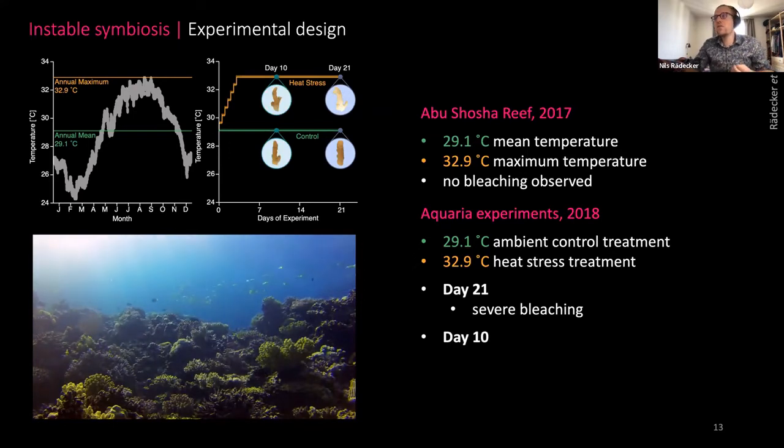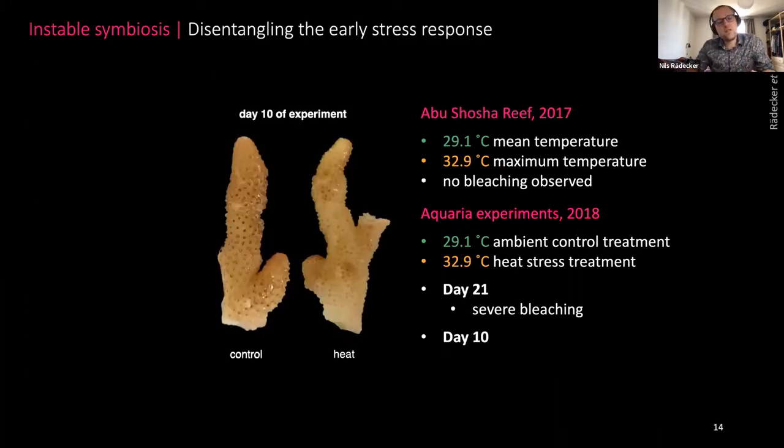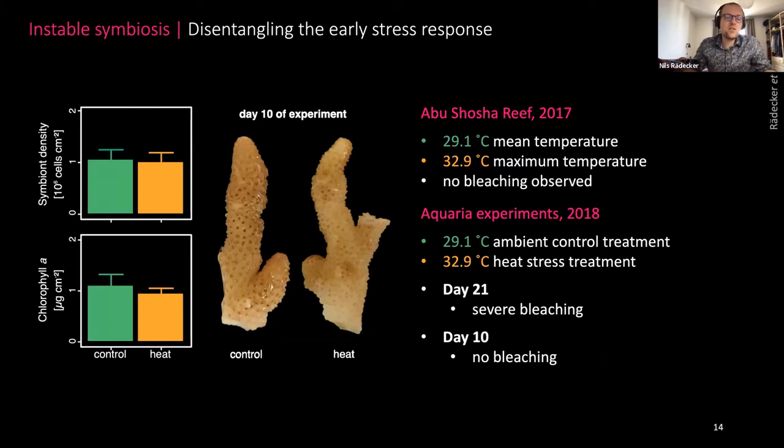So instead, what we do is we channel our energy and resources into the earlier time point where we, from a visual phenotype, still have a stable symbiosis. We have no changes in symbiont density, and we have no changes in chlorophyll content. And so we focus on this time point now to really characterize what is happening inside the interaction of the symbiosis prior to its breakdown during bleaching.